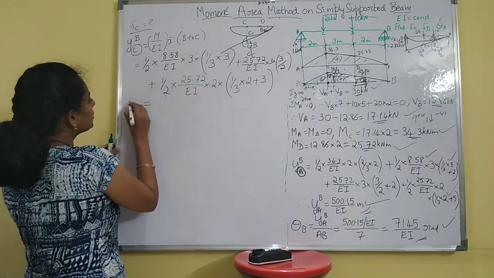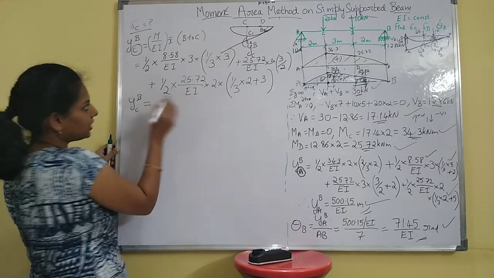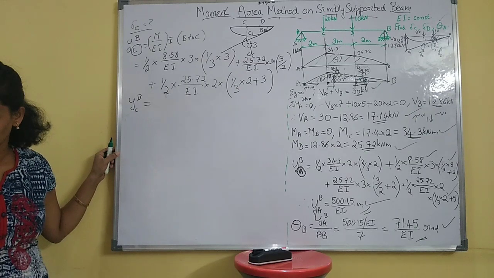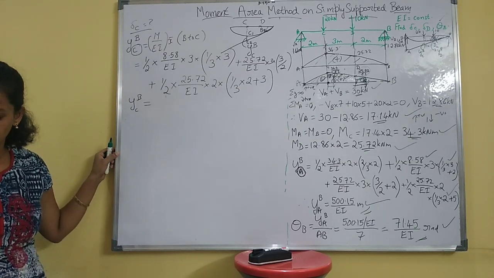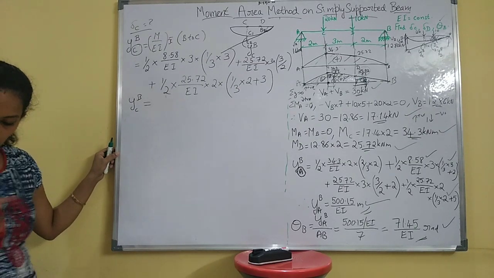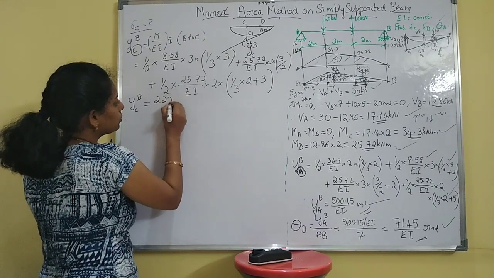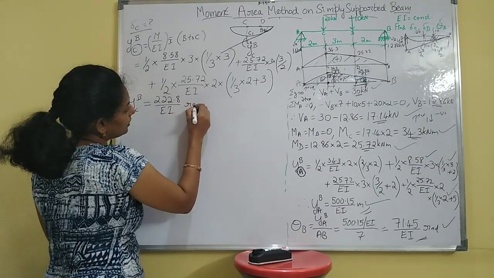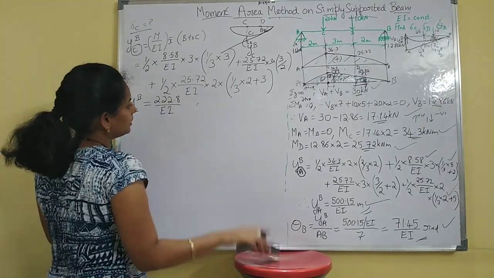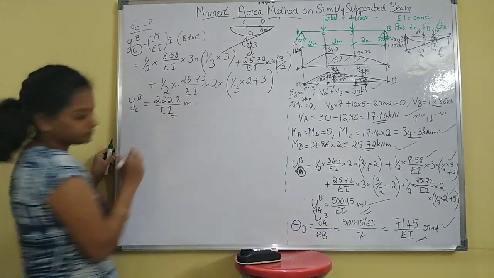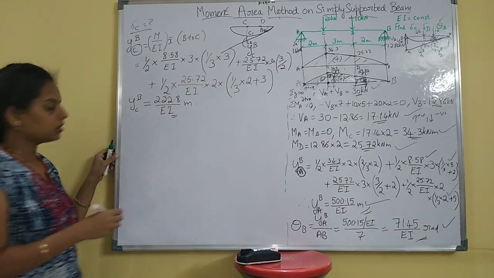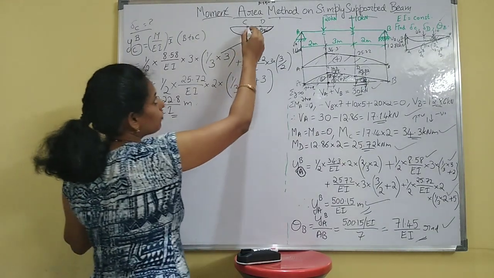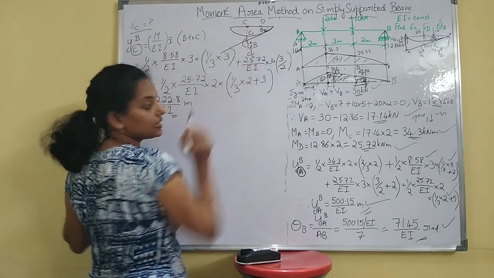Is it clear? So next Y C B, just calculate and get the value of Y C B. Therefore Y C B is 2.8 by EI meters. Similarly calculate. Okay, next we want what is the deflection. Deflection is nothing but C1.